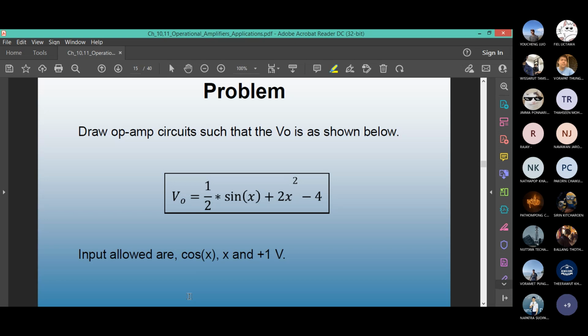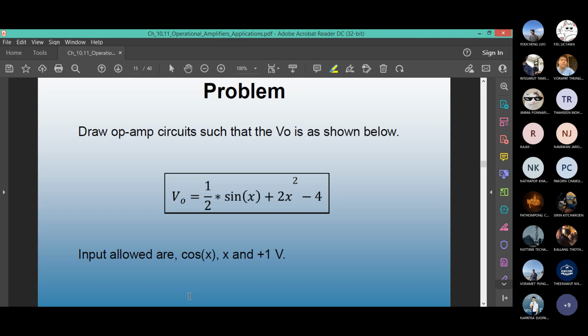If you take d dx of cosine x, it's negative sine x, and then you have to go through one more inverting stage to make it positive. So on the input side where cosine x is connected, you need a differentiator. Put the capacitor first and the resistor later.